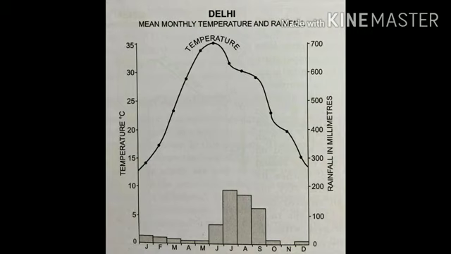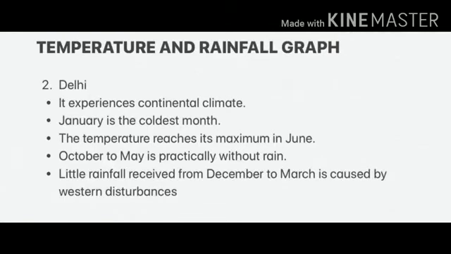There is a reduction in the fall of temperature from July to September because the monsoon winds are active and cause rainfall during this period. More than half the year from October to May is practically without any rain. Little rainfall, which is received from December to March, is caused by western disturbances.